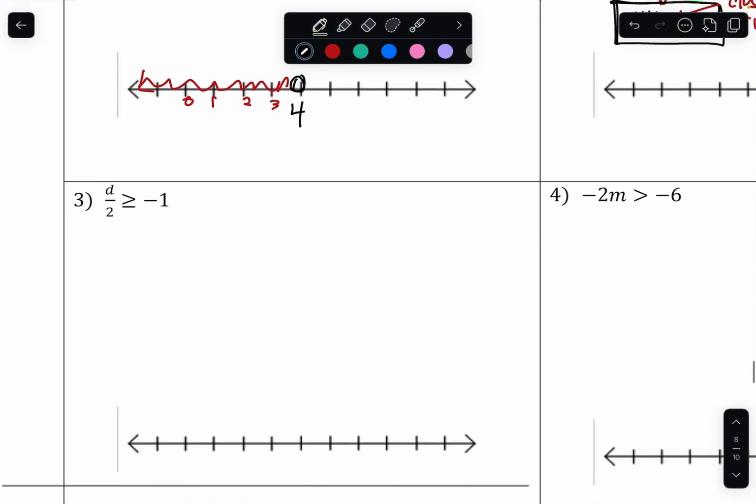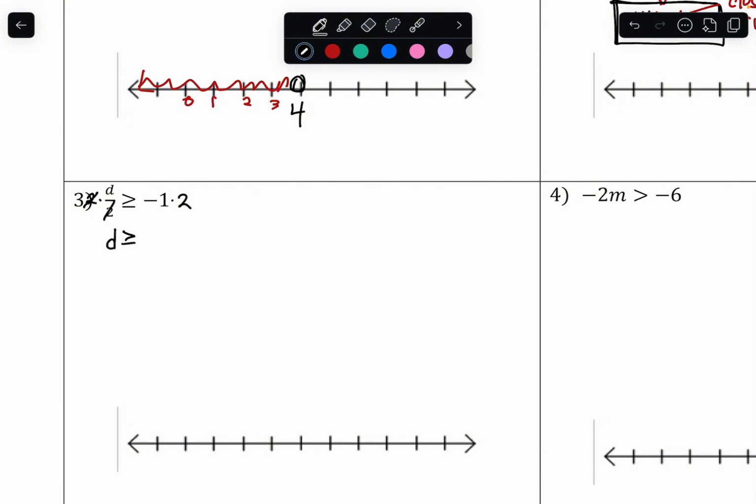Okay, next we have d divided by 2 is greater than or equal to negative 1. And so our first step, or our only step, is to multiply both sides by 2. And we're multiplying by a positive number. Negative 1 times 2 is negative 2.